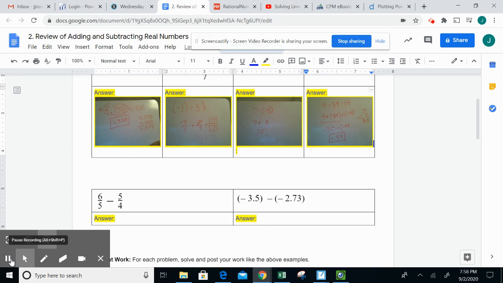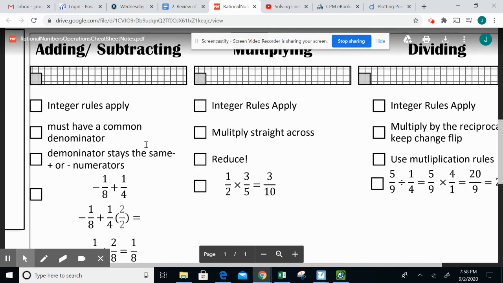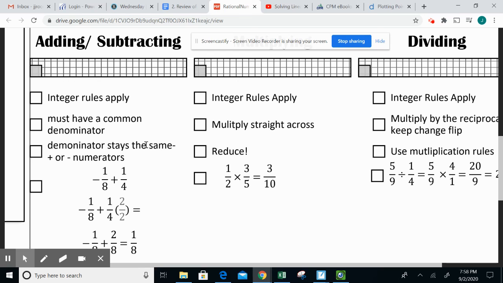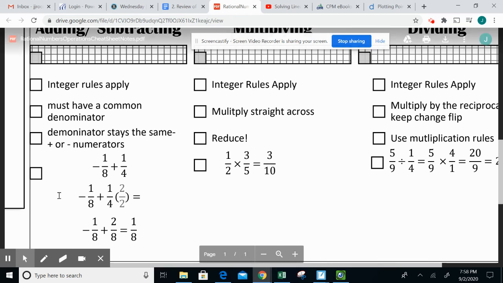All right, we have two more problems to take a look at, both subtraction. So we're going to try that keep, change, change. So anytime you see subtraction, that's what that work is showing, the keep, change, change. Keep the first number what it is, change the minus to a plus, and then change the number next to it to its opposite sign. So we're going to do that with a fraction. And I just wanted to mention on the cheat sheet, the adding and subtracting is right here. We already went over addition, and so this doesn't really change anything. It's just we're going to do the keep, change, change, and we still need to find a common denominator.